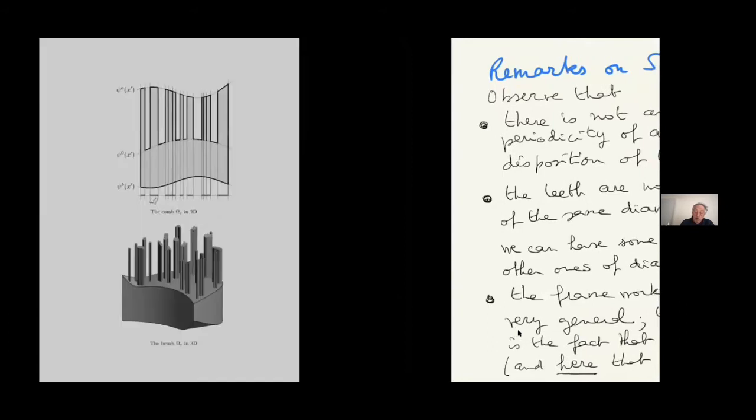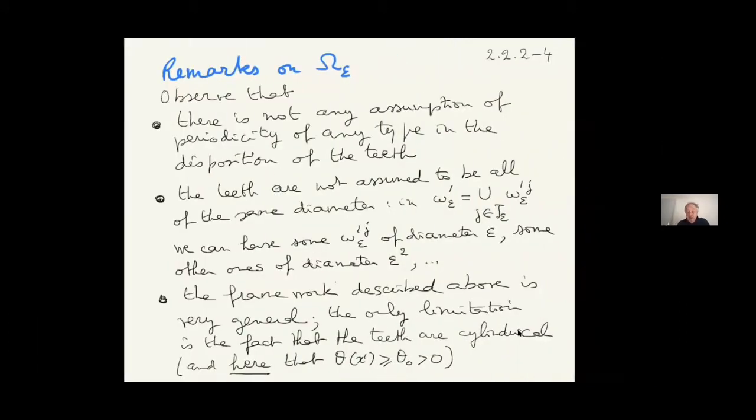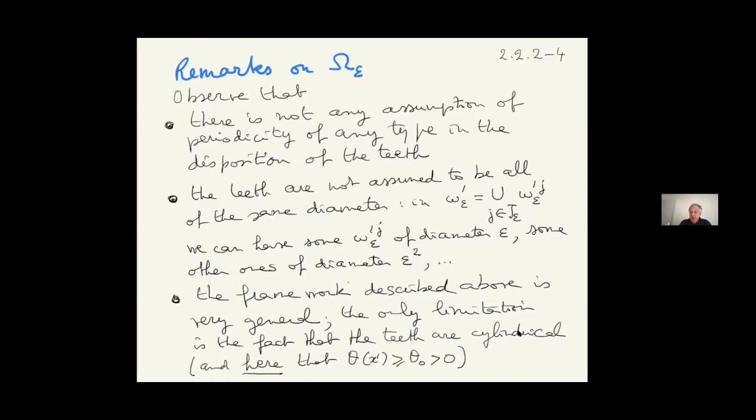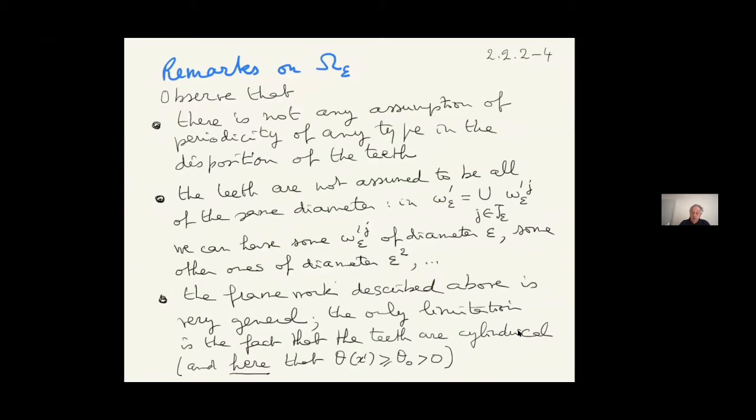Let me make now a few remarks that I didn't do yesterday, and 3 remarks actually. The first one, maybe this is not the most important one, but this is something which is interesting, that there is not any assumption of periodicity of any type in the disposition of the teeth. The teeth can be absolutely arbitrary. There is no regularity of the boundary of the teeth. They can be adjacent. They can share part of their boundary. They have only two conditions. The two conditions is that two different teeth do not intersect, and that the size of the cross-section is less than epsilon.